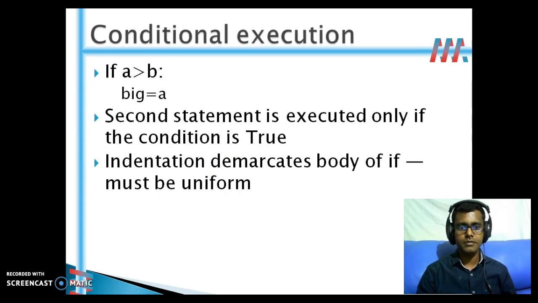Let's see an example. If a greater than b colon, the next statement is big equal to a. So if the condition a greater than b is true, then the second statement gets executed, that is, a is assigned to a variable called big, otherwise that will not be executed. Here the indentation plays a vital role. If you do not give a tab space in the second line after the if, it will show an error and you will not get the output.